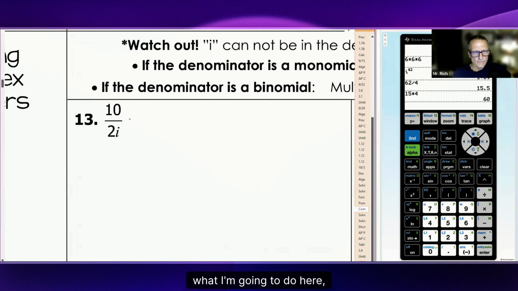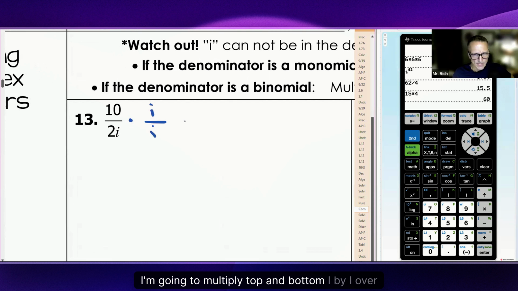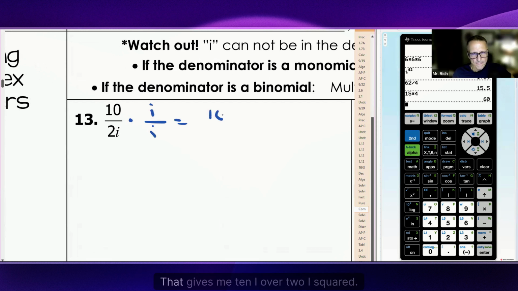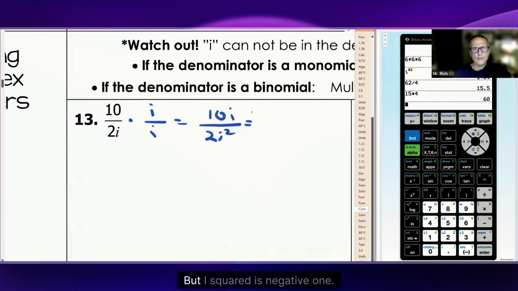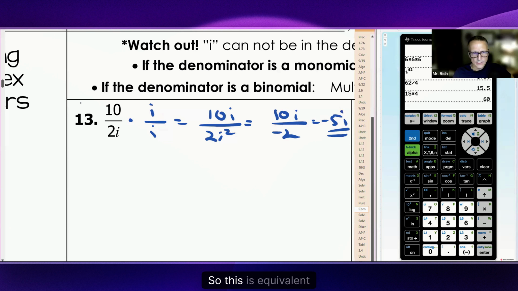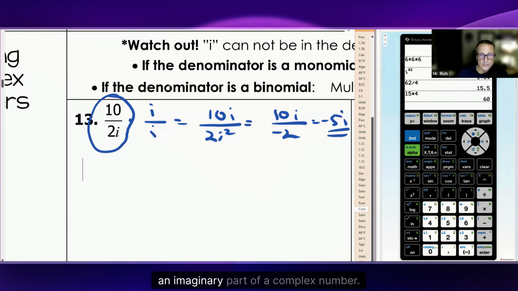Well, what I'm going to do here, since I just have this one term, I'm going to multiply top and bottom by i over i. That gives me 10i over 2i squared, but i squared is -1. It's -5i. So this is equivalent to this, but in a simpler form. So very straightforward, multiplying top and bottom by i. That's when I just have an imaginary part of a complex number.